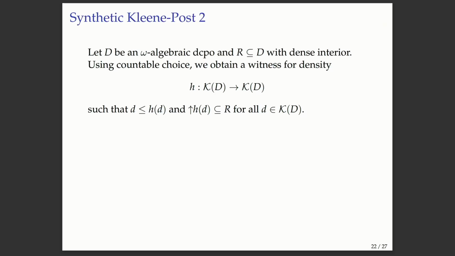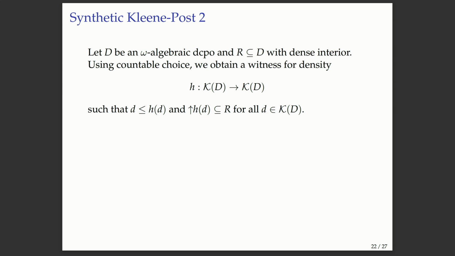Let's go back to the usual notion of density first. Suppose you have R, and this R has dense interior. Now, if it has a dense interior, that's a kind of for-all-exists statement. And using countable choice, in this particular case, you will be able to obtain a witness for density. This witness is going to map compact elements to compact elements, H. So this is now a computation. That's a witness for the density of the interior of R. For each compact element d, H of d is going to give you some bigger compact element such that the basic open set determined by that compact element is contained in R.